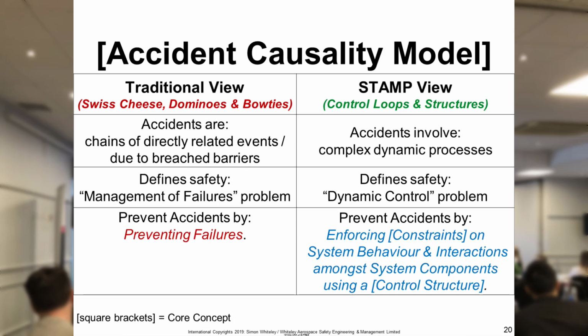And essentially accidents involve complex dynamic processes, and it defines safety instead of management of failures. It talks about a dynamic control problem. So it includes failures like the traditional approaches, but it also includes circumstances that are not failures but will result in an accident, and that's really what makes it more powerful. And essentially, to prevent accidents in the STAMP-based approach, you enforce what are called constraints on system behaviour and interactions amongst system components using what's called a control structure.